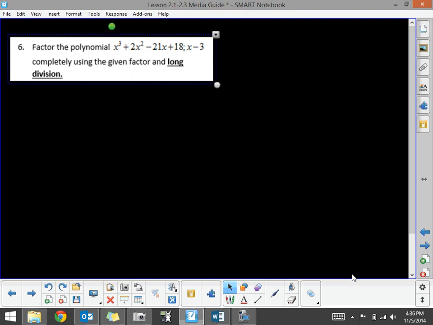Number 6 was to factor the polynomial that was given completely, using the given factor and long division. Some of the things that went past us: we wanted to factor this completely, which means using this factor of x minus 3 and long division, and writing it in simplest factored form. So, okay, let's get into our long division.